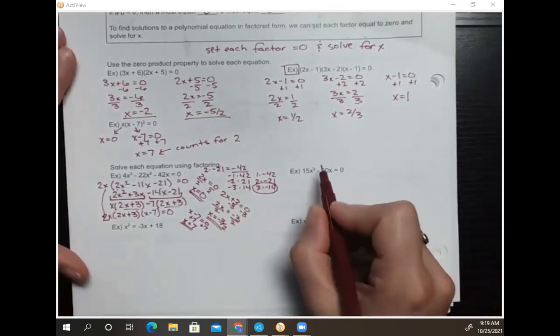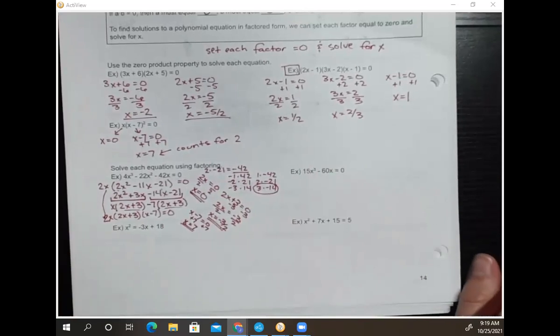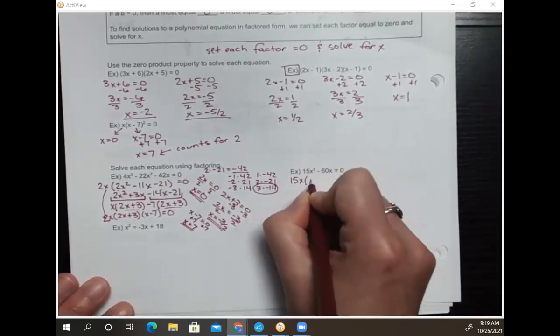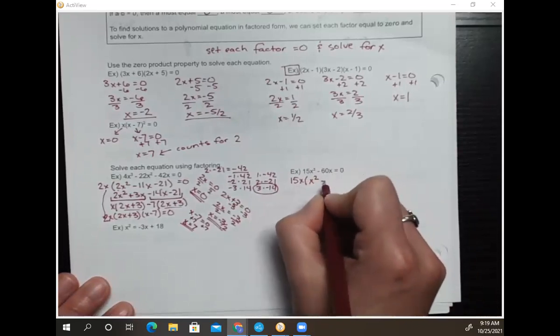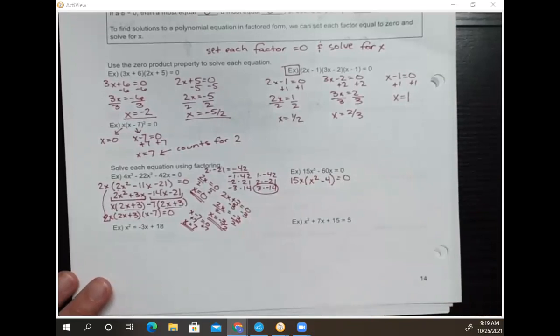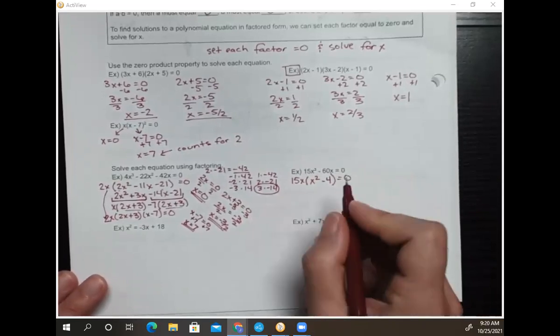Let's take a look at our next example. What's our first step to factor this? We have a GCF of 15x. So that would leave me with x squared, and then 60 divided by 15 would be 4, so minus 4. So 15x times x squared minus 4.